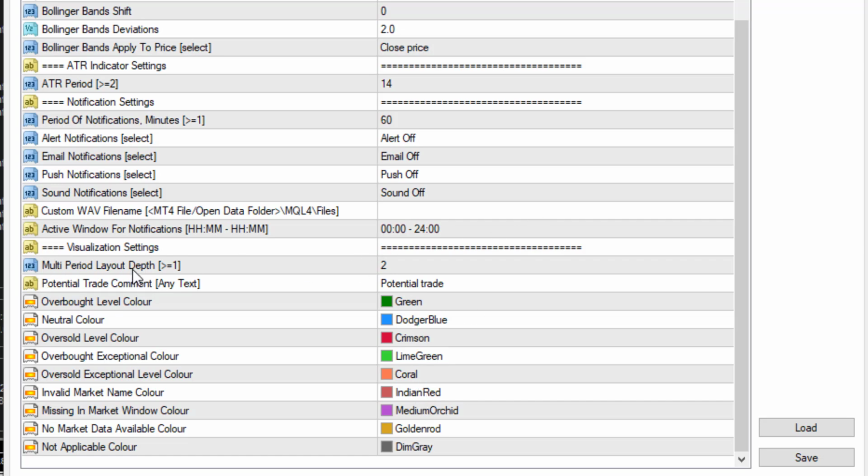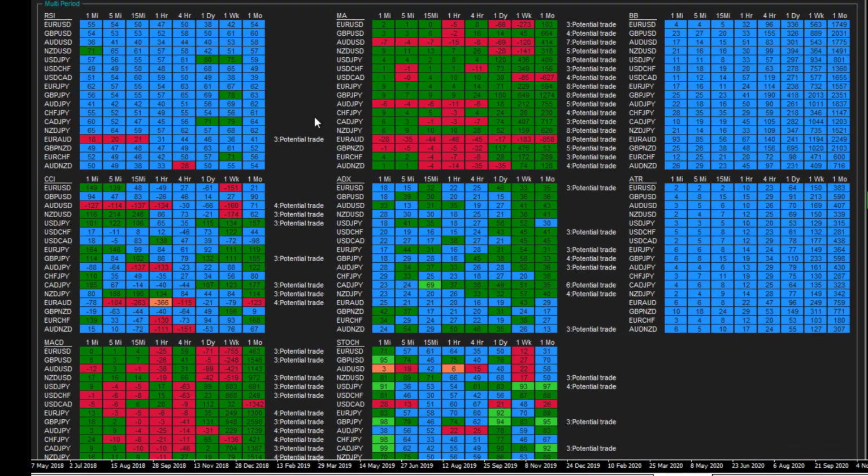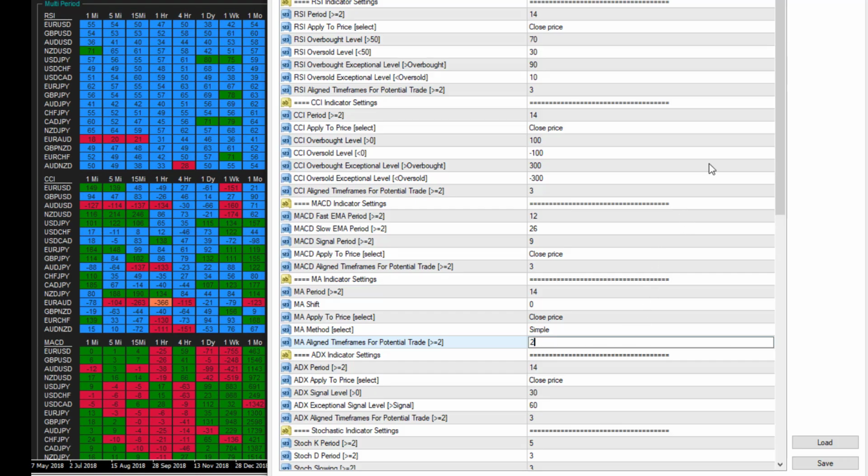You can also change the layout of the tables here. You can make them go over three levels. So for instance, there's the 3 level one. I don't like that because it squashes some of them up. So this indicator is extremely flexible.